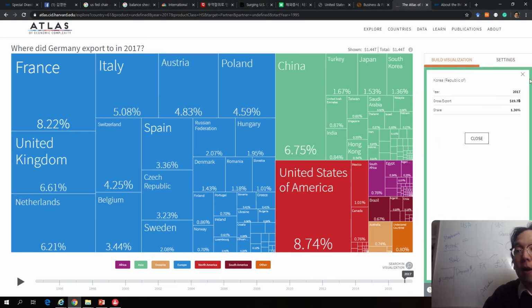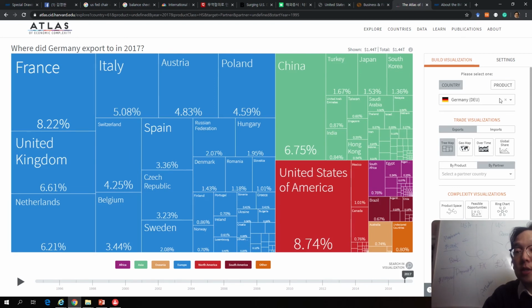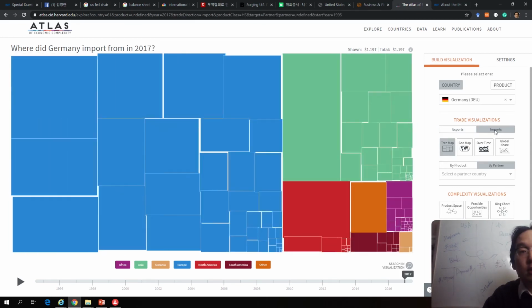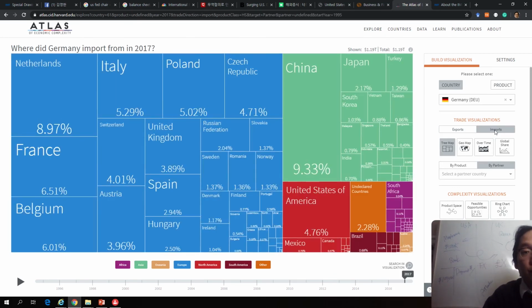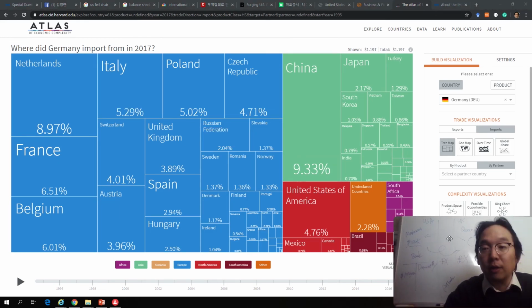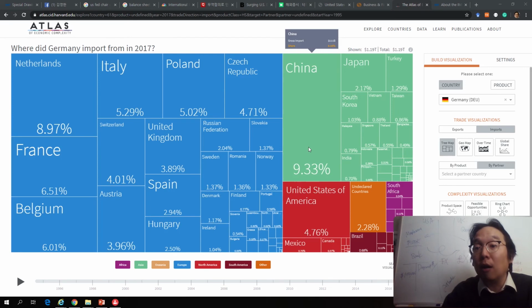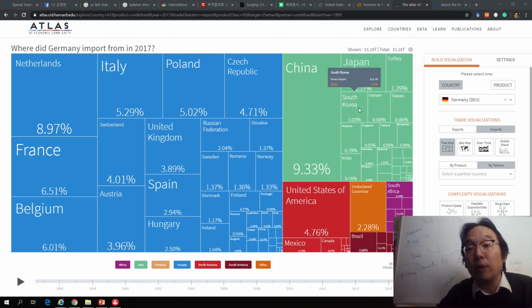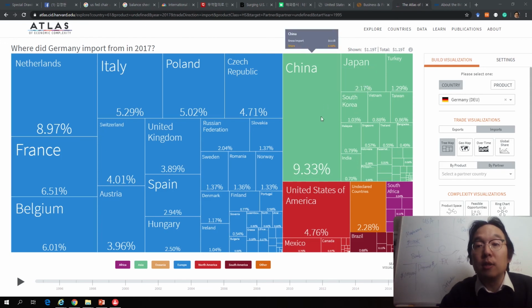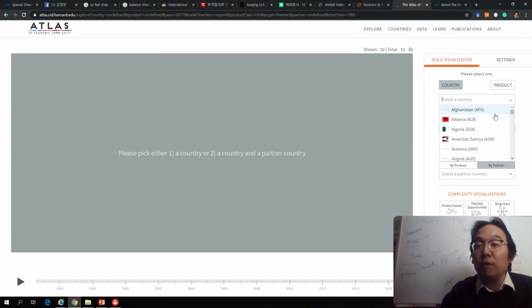Now, you can switch this into import. Does Germany import from any countries? Yeah, France over there, they must be, I don't know, importing a lot of wines, I guess. And then China, yeah, 9.33%. And how about Korea? Yeah, 1.03% over there. And then if you click those things, you can see a breakdown by the product or something like that. And also you can switch into different countries.